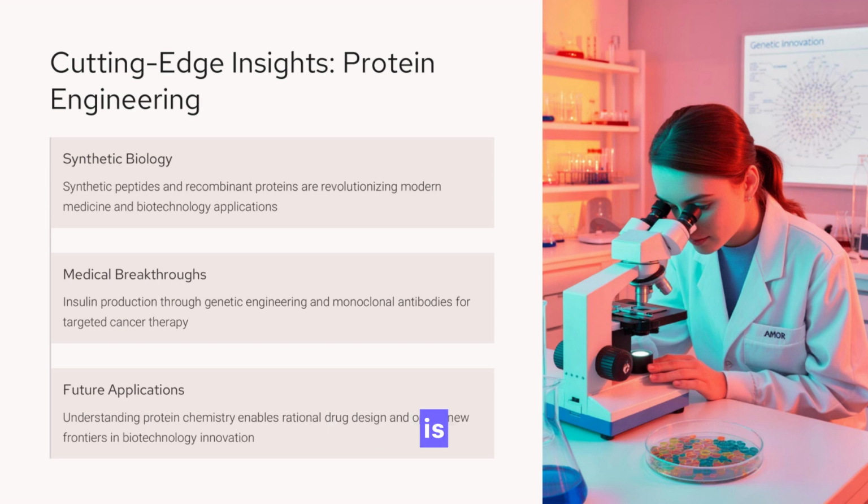Synthetic biology is transforming medicine with synthetic peptides and recombinant proteins. Genetic engineering advances insulin production, while monoclonal antibodies enhance targeted cancer therapies. Mastery of protein chemistry paves the way for rational drug design, unlocking new biotechnological innovations.